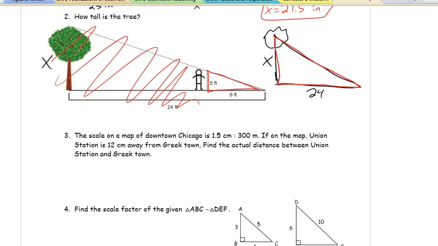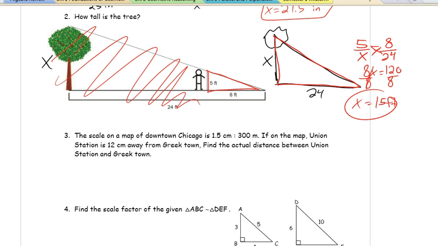A couple of proportions that would work. I'm going to go ahead and make it 5 over x equals 8 over 24. Cross multiply, so you get 8x equals 5 times 24, I believe is 120. Divided by 8. x is going to be equal to 120 divided by 8, which gives you 15. So 15 feet tall. Okay, give me a unit with that.